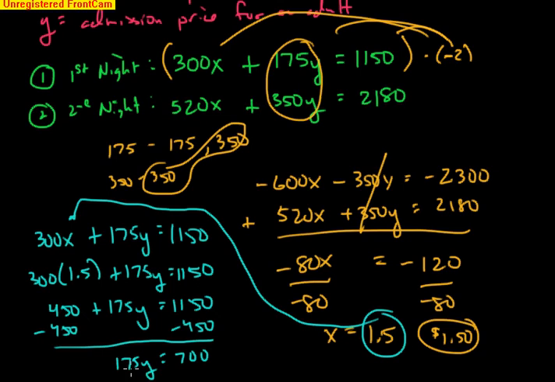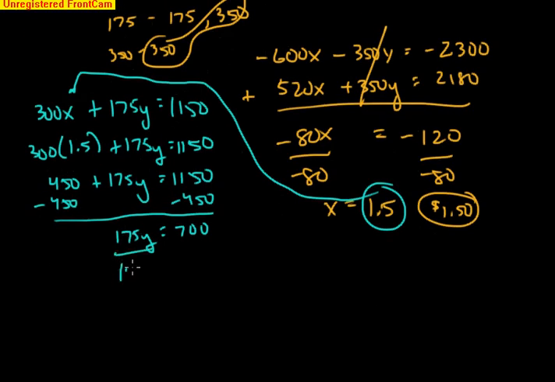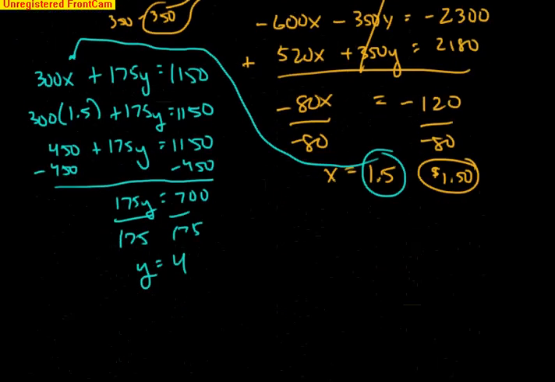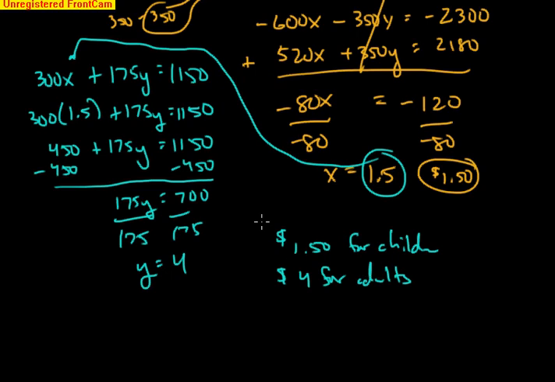And divide by 175. And we get y equals 4. So X was the children, Y was the adults. So it's $1.50 for children, and it is $4 for adults. And there's your solution to this system of equations.